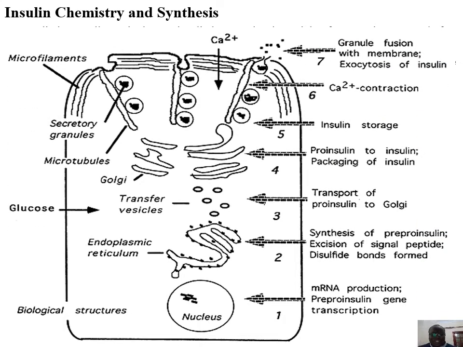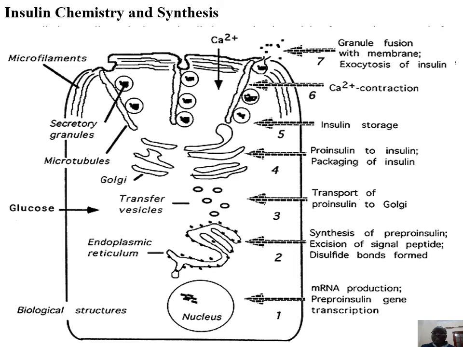So this diagram is just summarizing the biosynthesis of insulin. To some extent, I've already explained. So you have the nucleus, there is transcription of DNA into messenger RNA. The messenger RNA will contain information on how the ribosomes are going to synthesize the pre-pro-insulin. So it will go to the ribosomes and then they will synthesize a protein. There is translation taking place there.